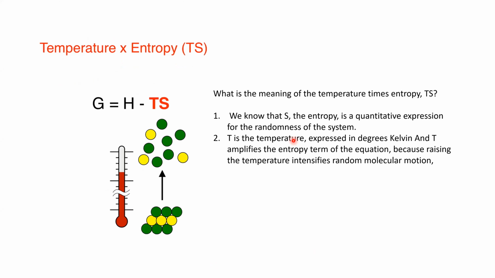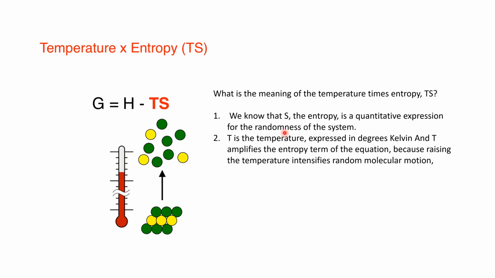And next, we'll talk about the temperature times entropy in that equation, and what exactly it means. What is the meaning of the temperature times entropy, TS, in G equals H minus TS? So what is happening here? These are molecules which are well arranged, right? And when we heat them, they have more collisions, more energy to collide with each other. So definitely they are increasing the entropy of the system, right?